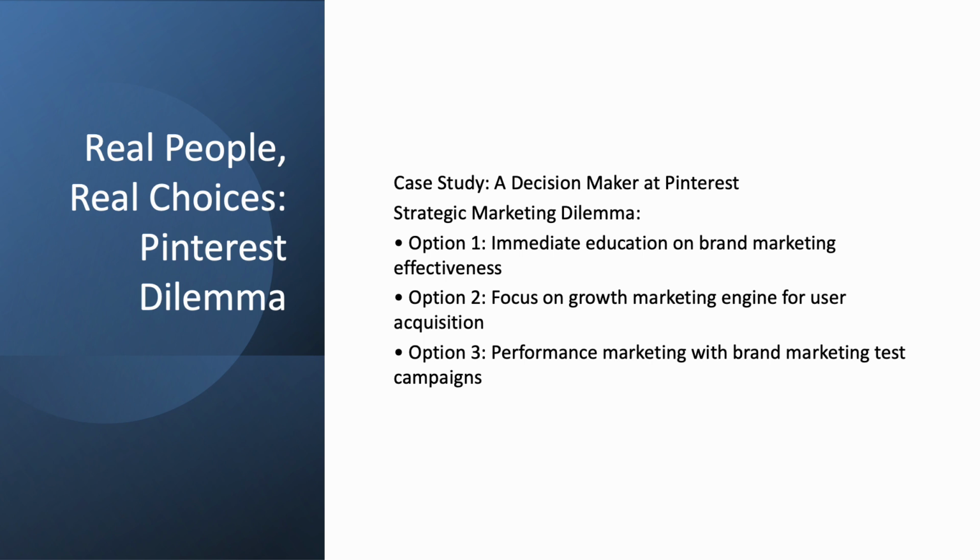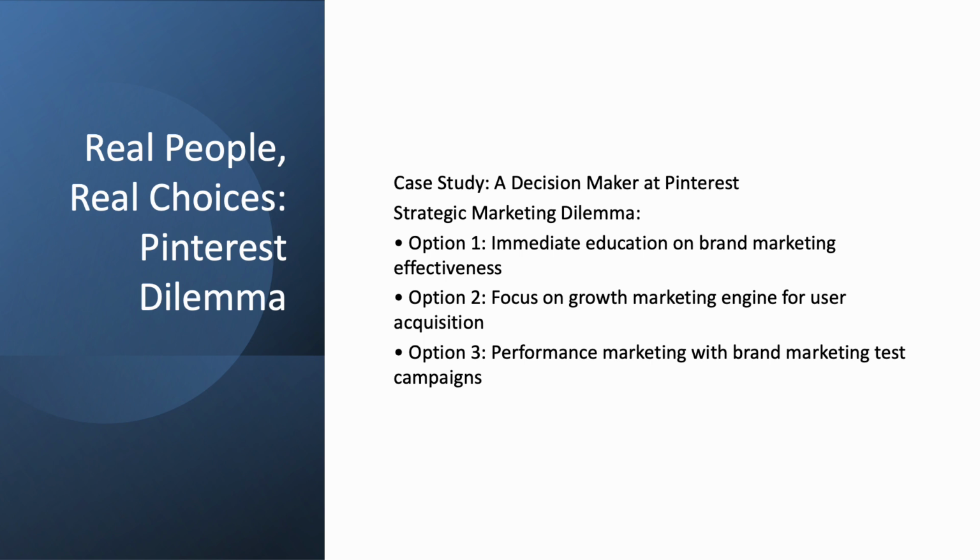Option 1 emphasizes immediate education of executives about brand marketing's importance. This approach assumes that organizational alignment around brand principles is crucial for long-term success. However, it may not produce immediate results. Option 2 focuses on building a growth engine to quickly acquire and re-engage users. This performance-oriented approach prioritizes measurable results and quick wins, which may be necessary to satisfy stakeholder expectations.